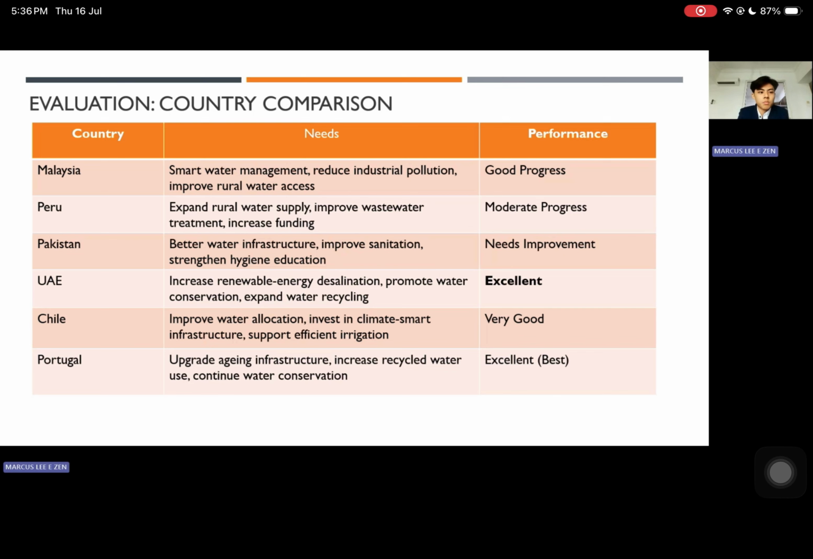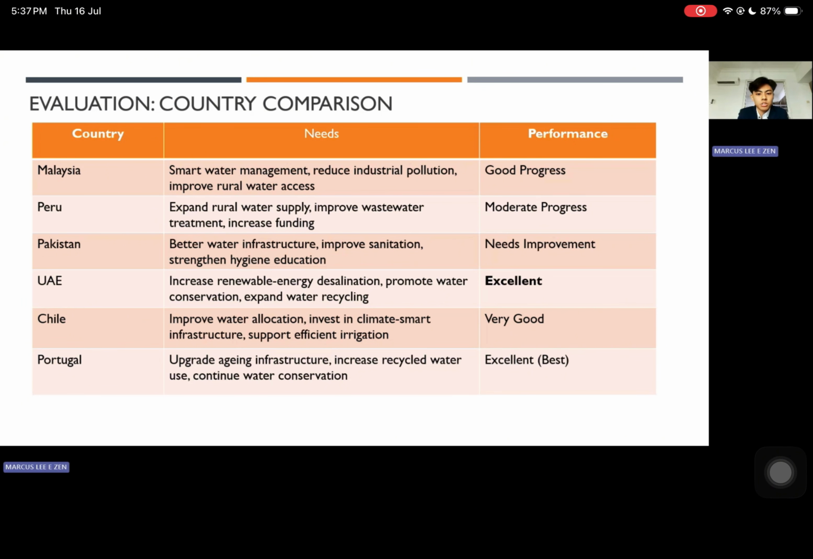In the country comparisons, Malaysia has made good progress in providing clean water and sanitation. However, it should improve smart water management, reduce industrial pollution, and provide better water access in rural areas.